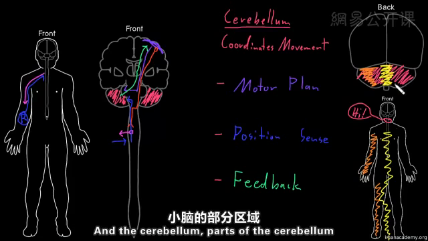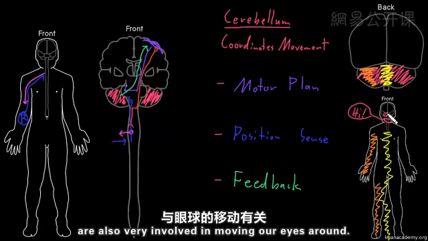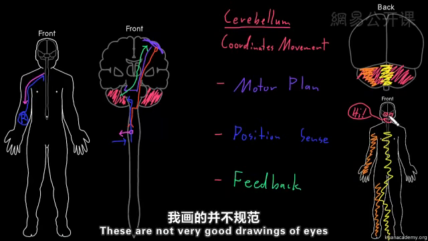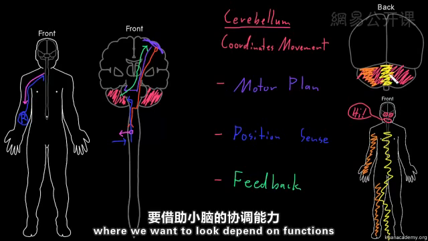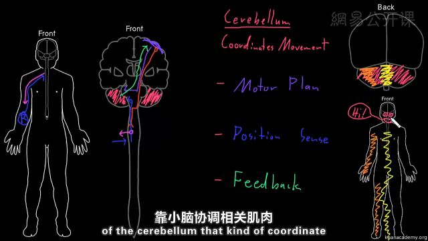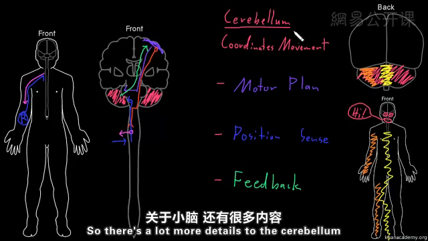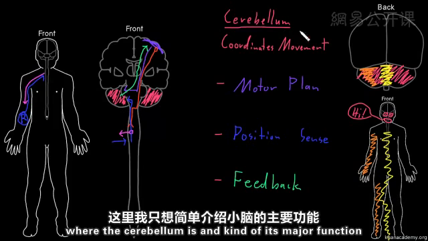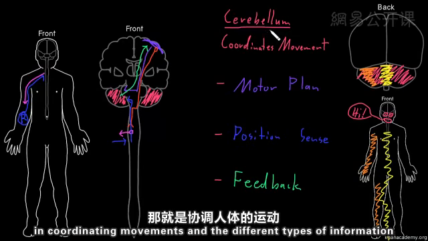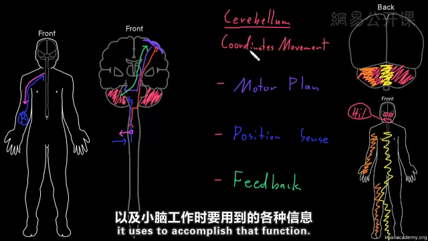And parts of the cerebellum are also very involved in moving our eyes around. And these are not very good drawings of eyes, but the movements of the eyes to look where we want to look depend on functions of the cerebellum that coordinate those muscles that move the eyes. So there's a lot more detail to the cerebellum, but I'll stop here because I just want to introduce where the cerebellum is and its major function in coordinating movements and the different types of information it uses to accomplish that function.